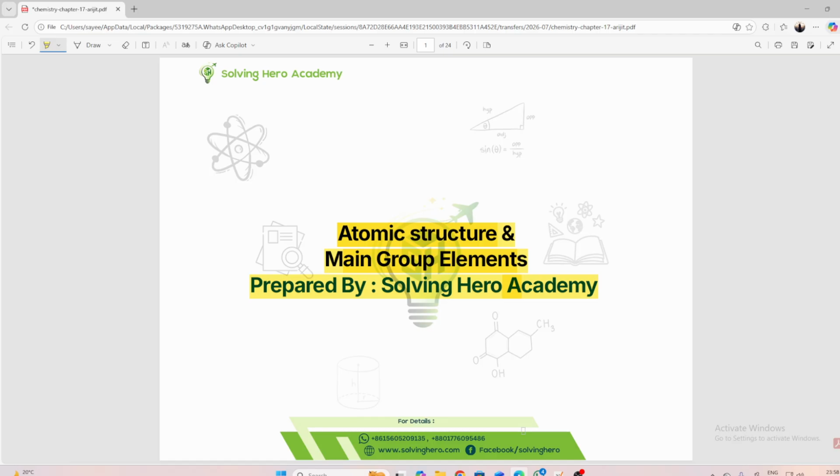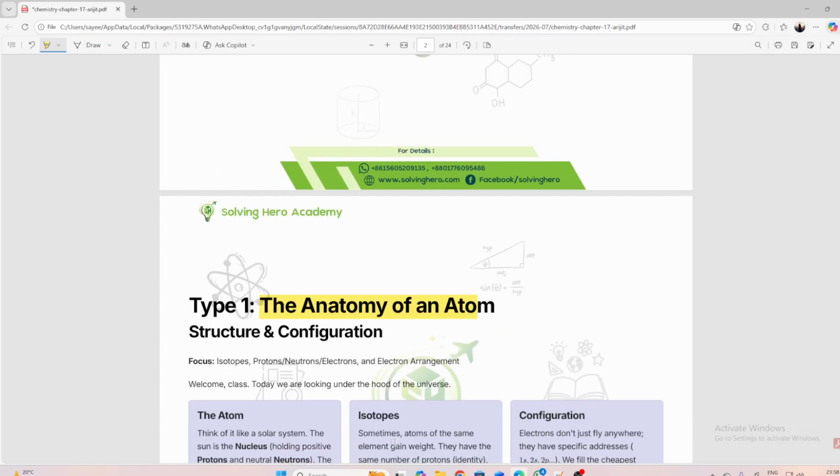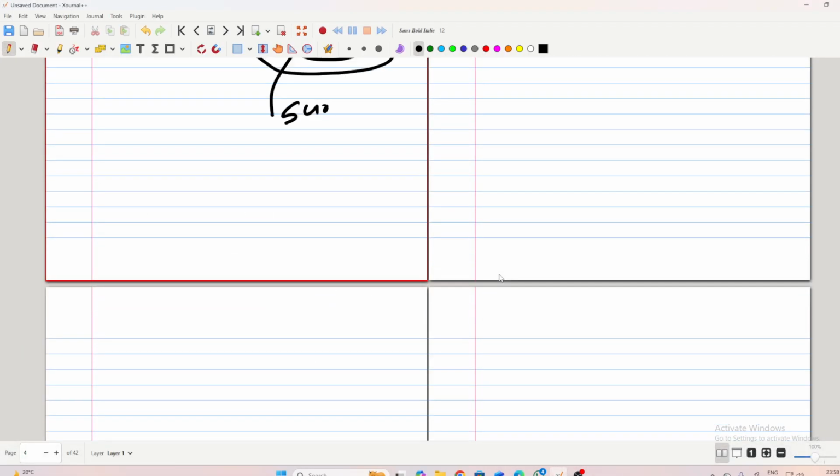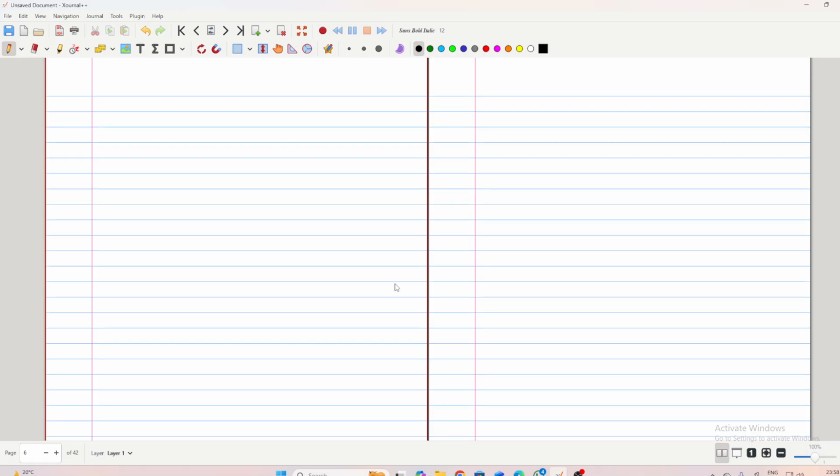So let's jump into the topic. Here is our first topic: the anatomy of an atom. So we'll learn about the atom today. At first, there is a scientist called Rutherford. Rutherford gave an atomic model.